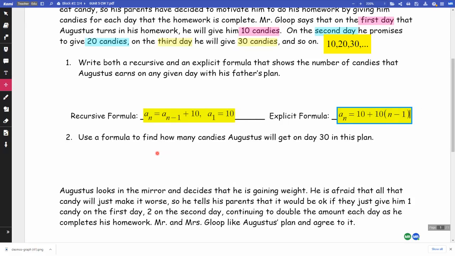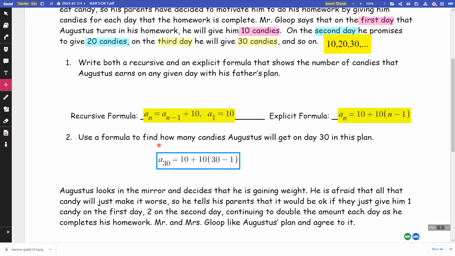So again, I'm just going to click. I've got my equation text box. And I'm going to do a sub 30. Okay, a sub 30 is going to be, and now I'm going to write my equation. It's 10 plus 10 times n minus 1. Well, my n is 30. So 30 minus 1. And then I would just put that into my calculator or do it in my head.